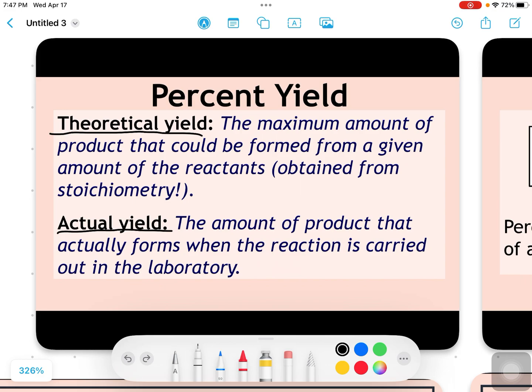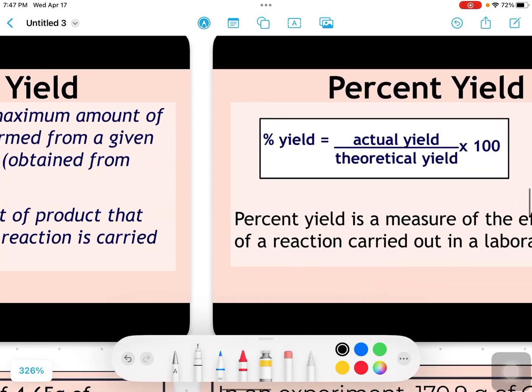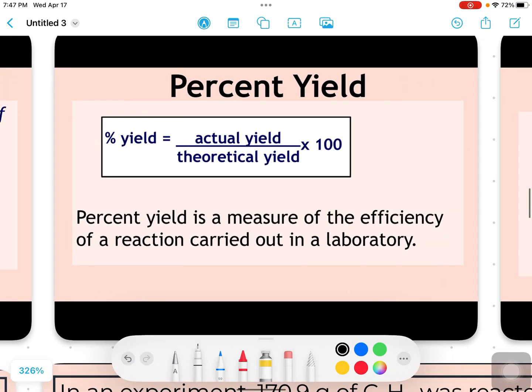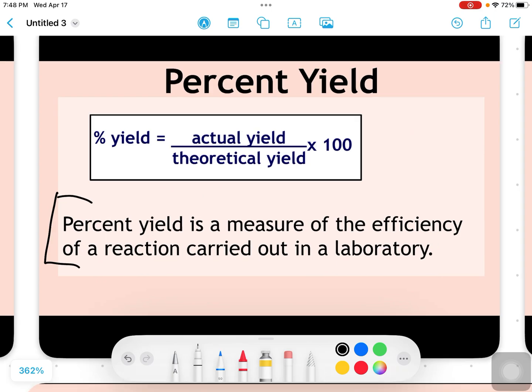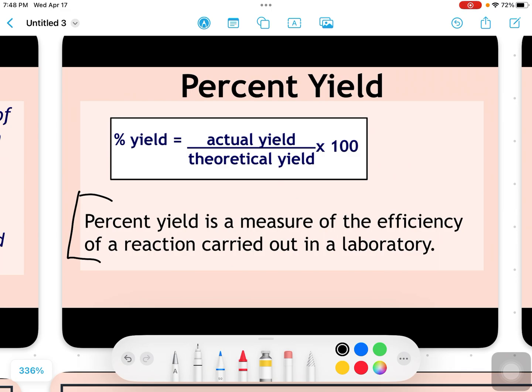So we want to figure out how close we are getting to being perfect, if we want to think about it that way, or how efficient this reaction is. So the percent yield equation is percent yield equals the actual yield divided by the theoretical yield times 100. So again, we're just measuring the efficiency of the reaction being carried out in the lab. How well are we actually doing when we're going through this problem?